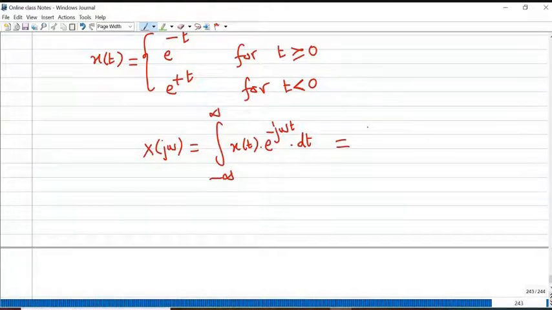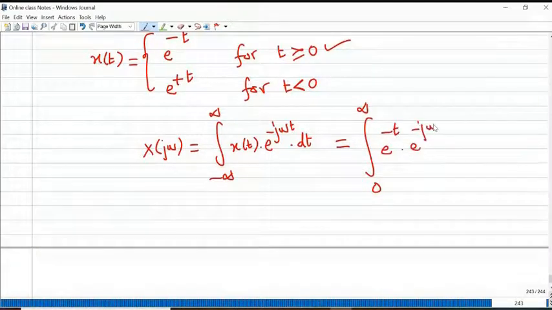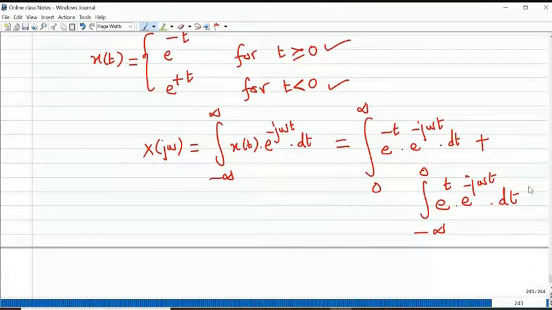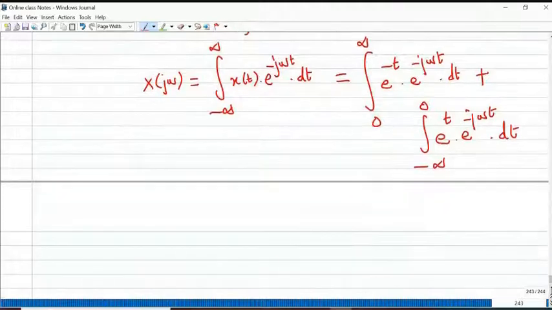So we have to solve this problem in two steps. One is 0 to infinity, where x of t is e power minus t, times e power minus j omega t dt. Plus integration minus infinity to 0, where the function is e power t, as per the formula, e power minus j omega t dt. Solve it. Take e power minus t outside, do the integration, and substitute the limit.